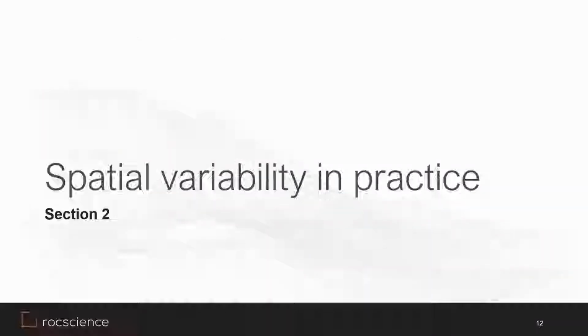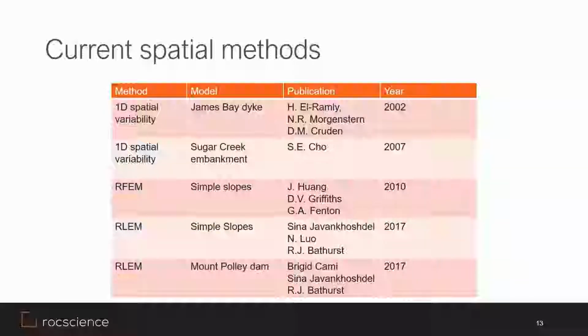After the brief overview, in this section, I will talk about the spatial variability in practice. There are hundreds of studies about considering spatial variability in probabilistic analysis in literature. There are almost three main methods used in this area: one-dimensional spatial variability, random finite element method, and random limit equilibrium method. There are a few studies using one-dimensional spatial variability for real examples, such as James Bay Dyke or Sugar Creek embankment, as you can see in this table.